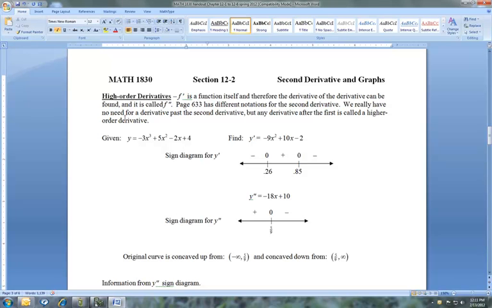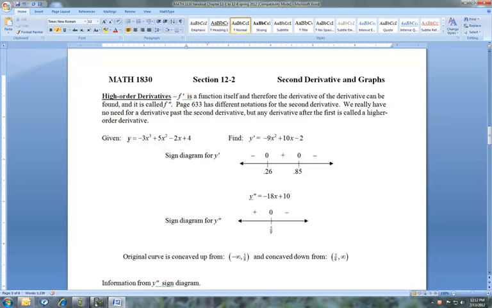Now we're going to go find the second derivative and use it with respect to graphs. First of all, when you have higher order derivatives, when you have f prime, it's a function itself, and therefore the derivative of the derivative can be found, and it's called f double prime. On page 633, you've got some different notations for the second derivative. I just normally use the double prime.